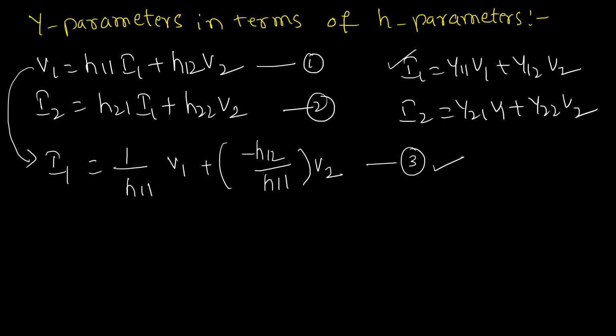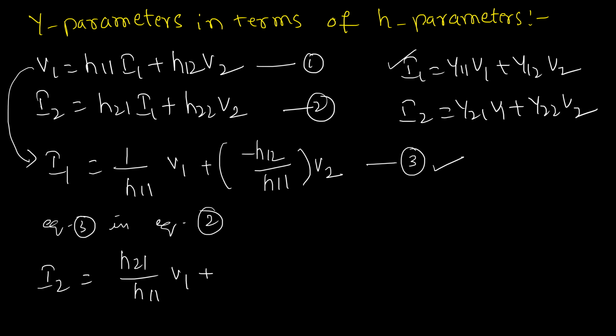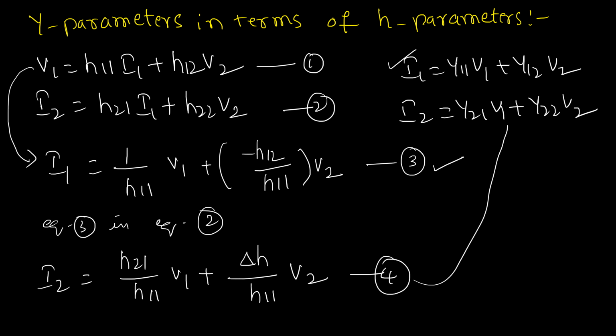Now what you do? You substitute equation 3 in equation 2. That's it. You'll be getting the expression for I2 as H21 by H11 into V1 plus delta H by H11 into V2. Call it equation 4. Now you compare this equation with the standard one. There you get Y21 as H21 by H11 and Y22 as delta H by H11. In this way we can express Y parameters in terms of H parameters.